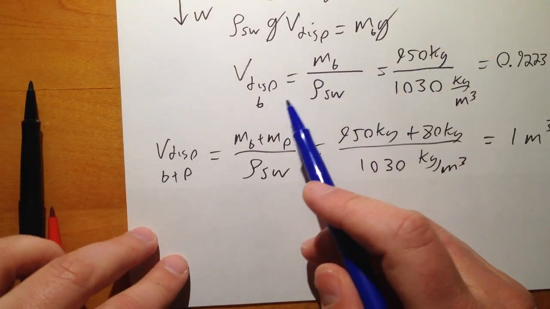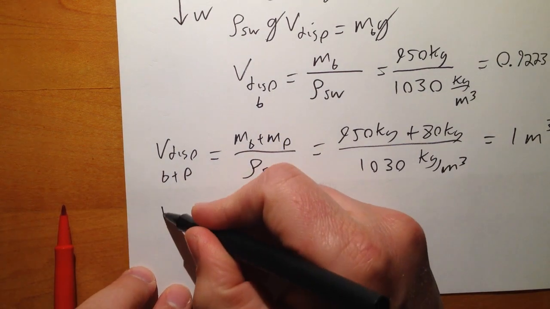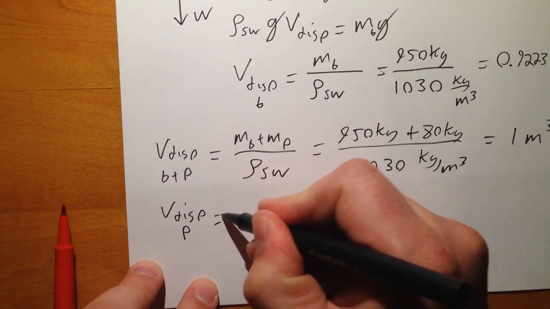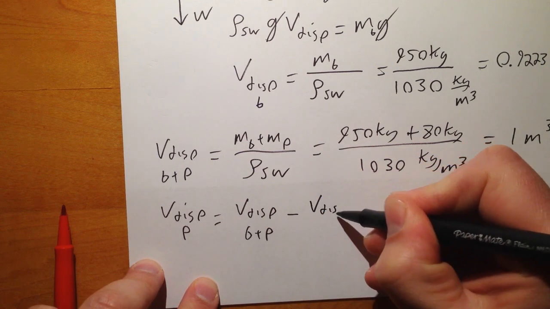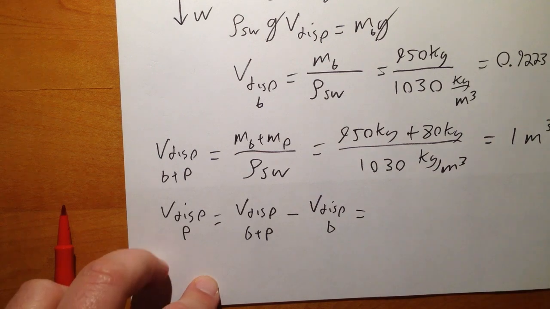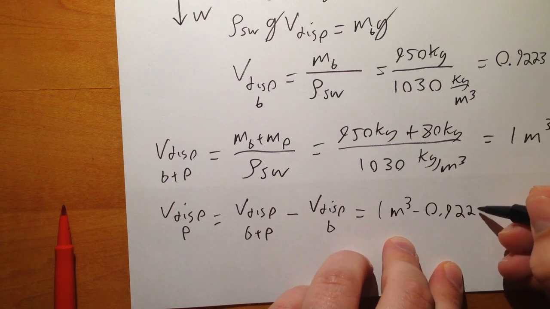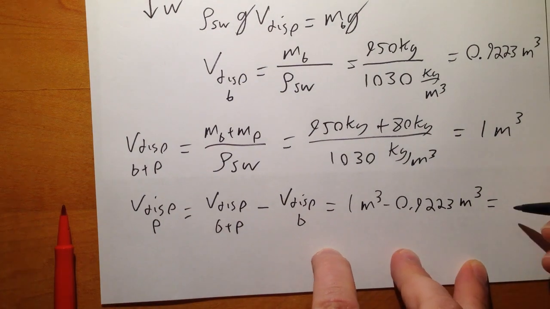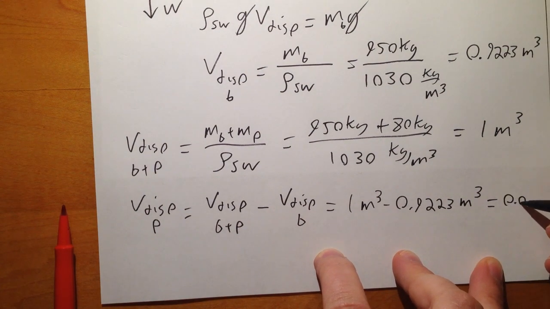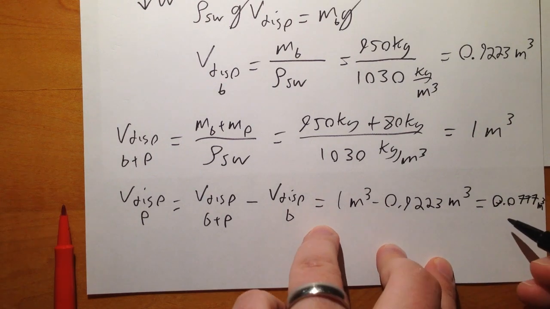Okay, so we know the volume displaced by just the buoy. We know the volume displaced by the buoy plus the person. So the volume displaced by just the person is the volume displaced by the buoy plus the person minus the volume displaced by just the buoy. That's 1 cubic meter minus 0.9223 cubic meters, and that tells me the volume is 0.0777 cubic meters.